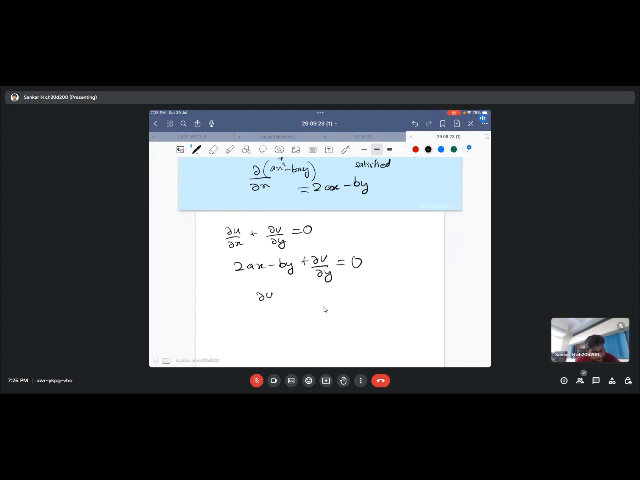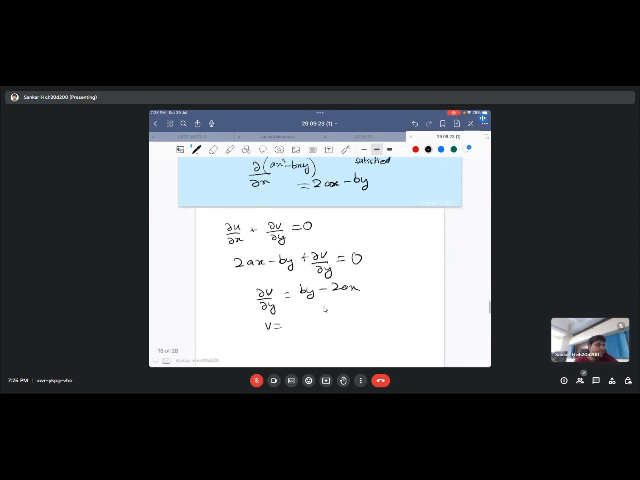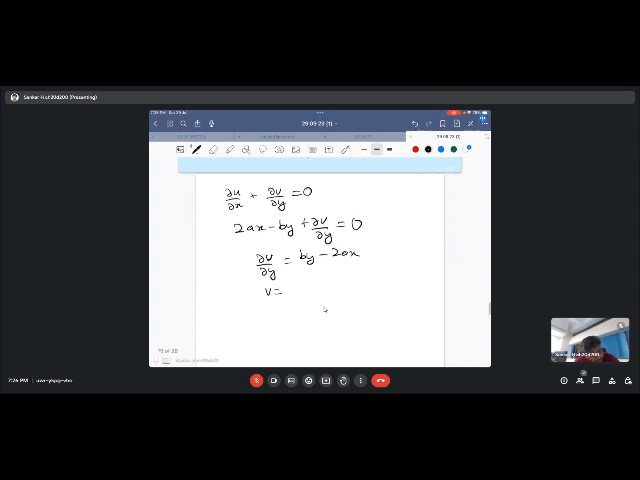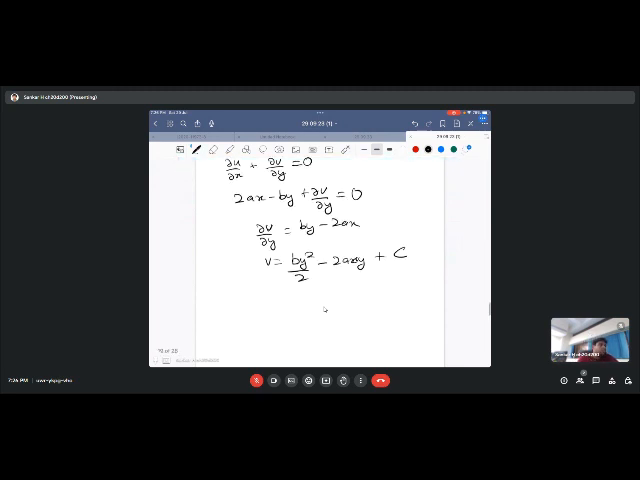And we can finally get the value of dou v by dou y as equal to by minus 2ax. When we integrate this with respect to y, since this is a partial differentiation, we just need to focus on integrating y. We don't have to consider x as a function of y. So this would come to b times y square by 2 minus 2axy plus a constant of integration.